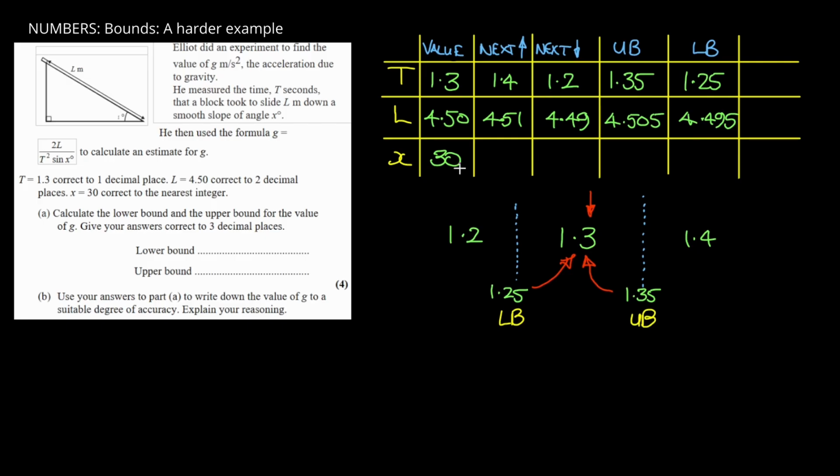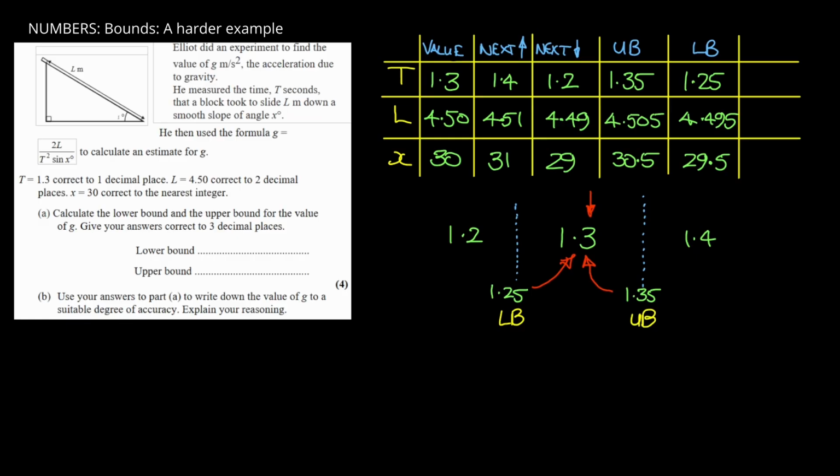So let's do the same for x. X is quoted to the nearest integer. So the next integer up is clearly 31 and the next one down is 29. So again, the upper bound will be halfway between. So this is 30.5 and the lower bound is 29.5.